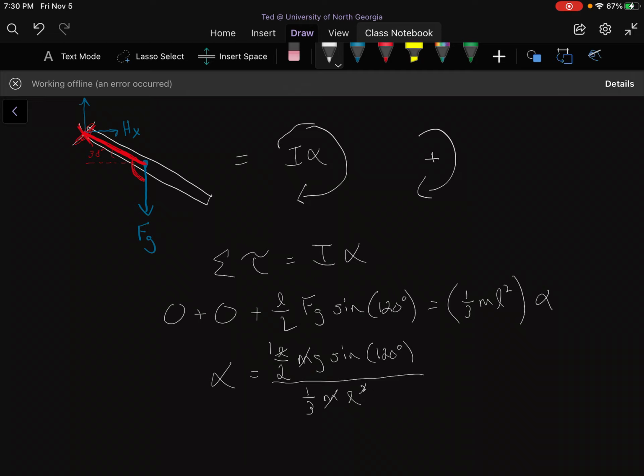So I get 1/2 times 9.81 times the sine of 120 degrees divided by 1/3 times the length of the rod, which was 2 meters. And that gives me an angular acceleration of 6.37 radians per second squared.